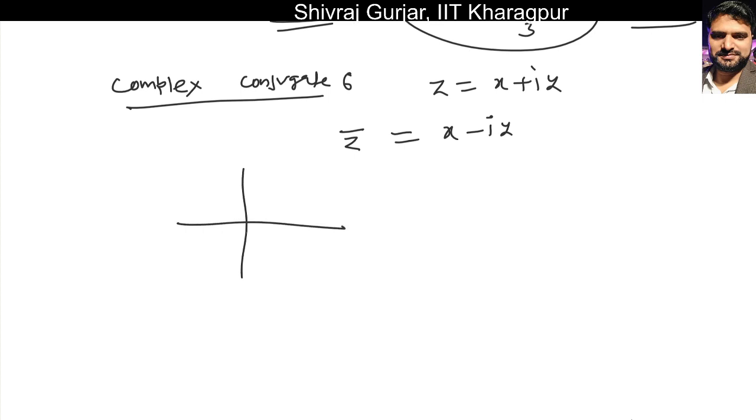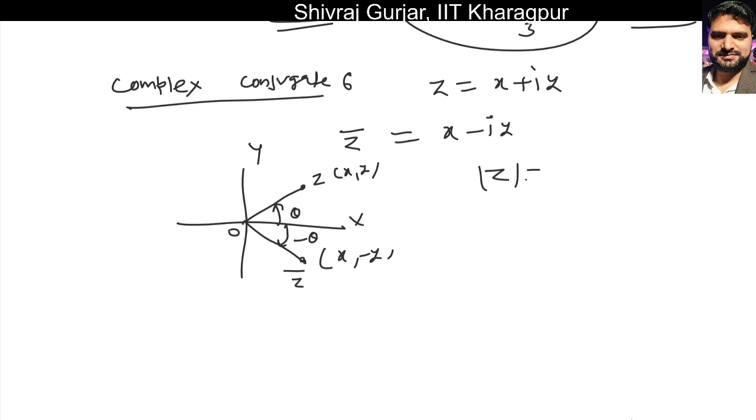अगर इसको हम Argand plane में देखें तो if that is z, that is x, y, okay, then this will be z bar, because this is x, minus y, x positive y negative. So basically if argument of z is theta, then argument of z bar will be minus theta. And what is modulus? What is the distance of z? Root x square plus y square. This distance is also root x square plus y square. So modulus of z is equal to modulus of z bar. दोनों का modulus equal होगा.